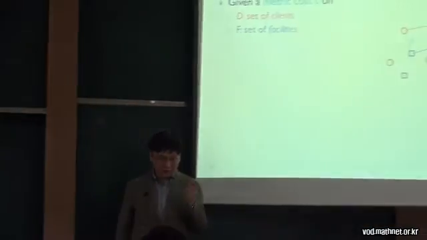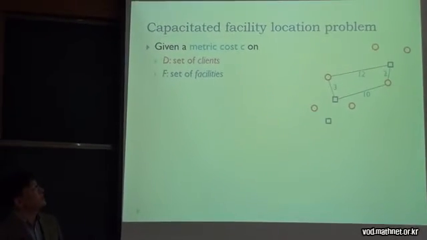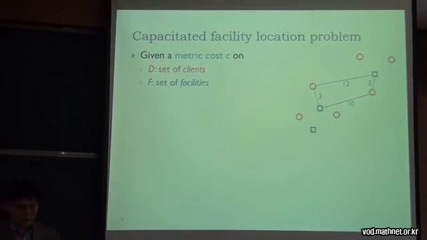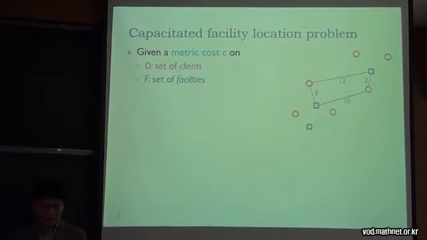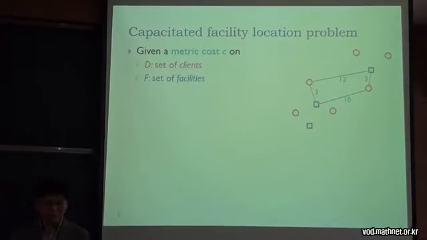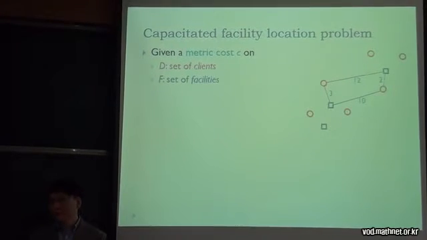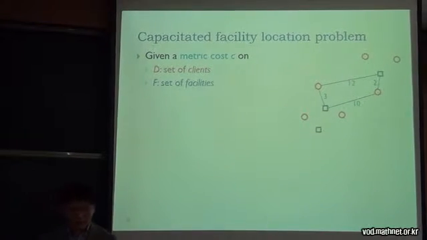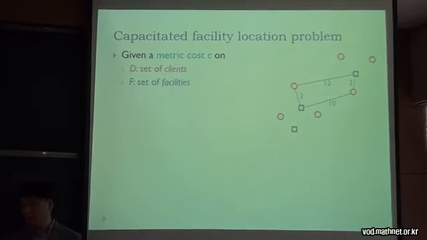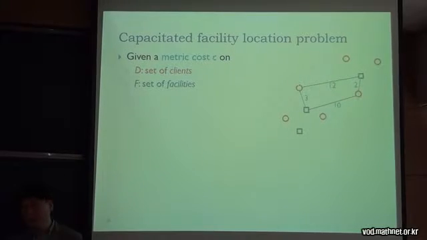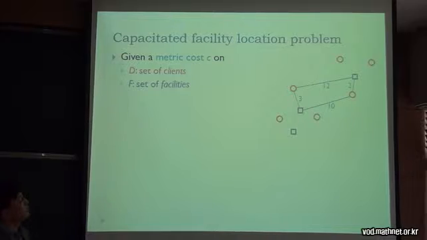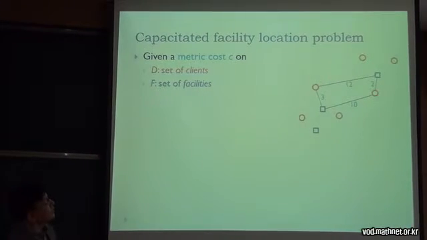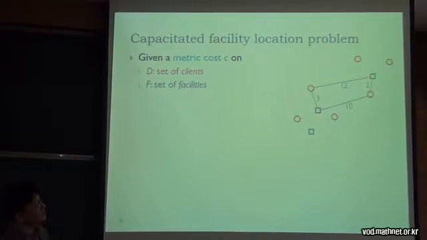So before we start, perhaps it would be a good idea for me to review the definition of the problem. And for those of you who already know the definition, this probably is a good chance for us to make sure that we are using the same notation. So in a capacitated facility location problem, we are given a metric cost on a set of nodes, some of which are called clients and others called facilities. And the clients in this picture are represented as circles, and facilities are represented as squares.